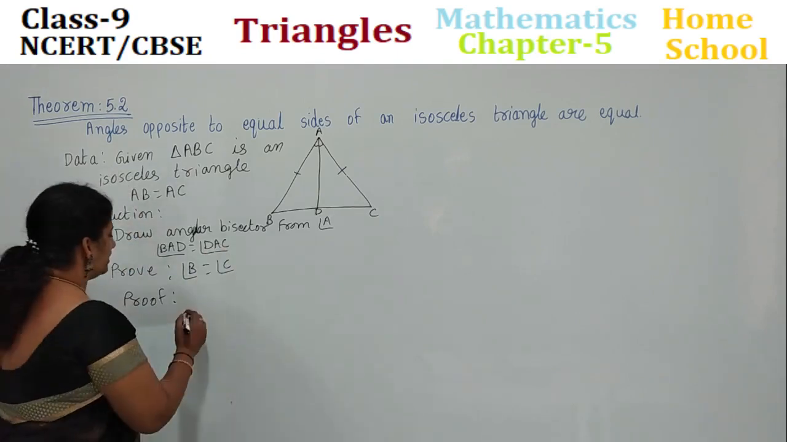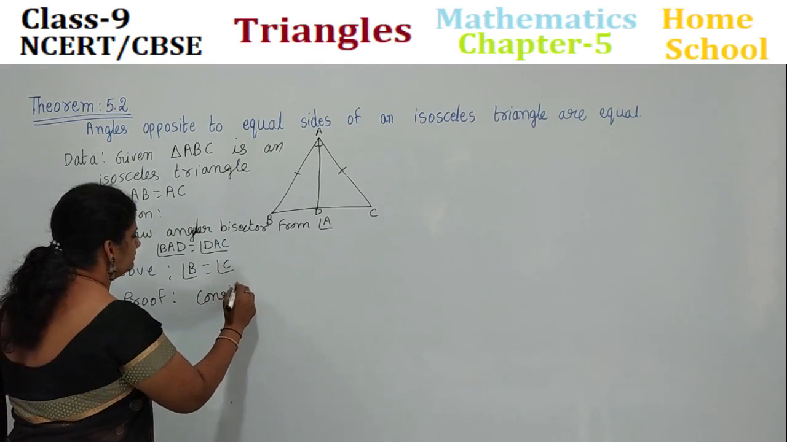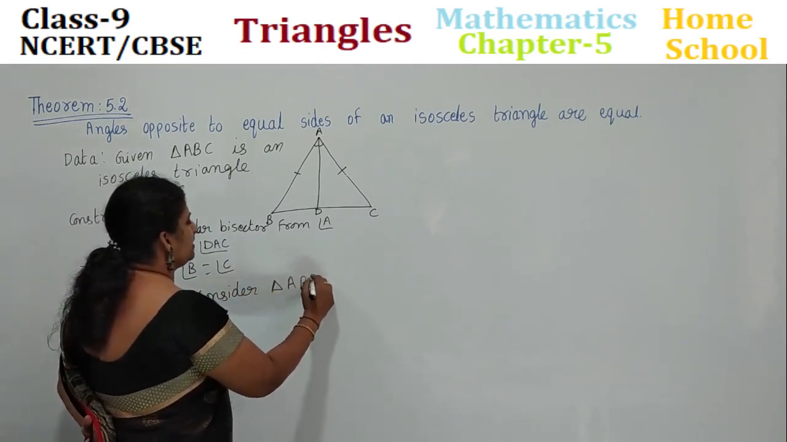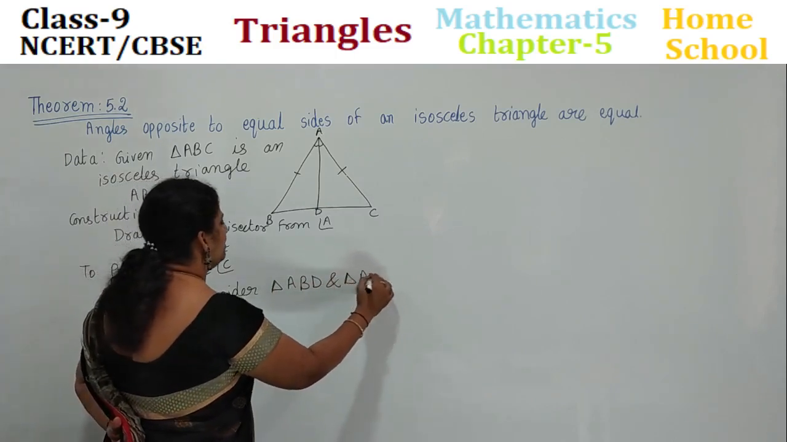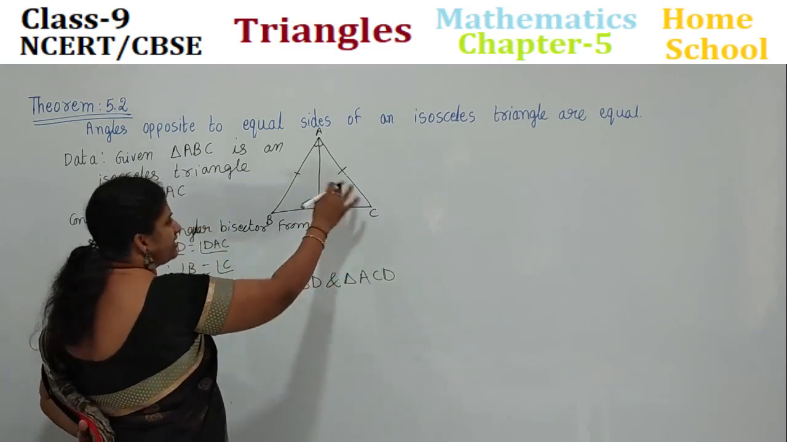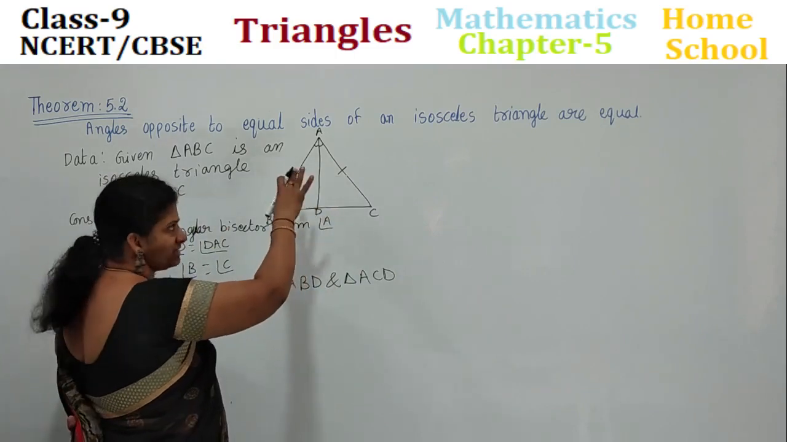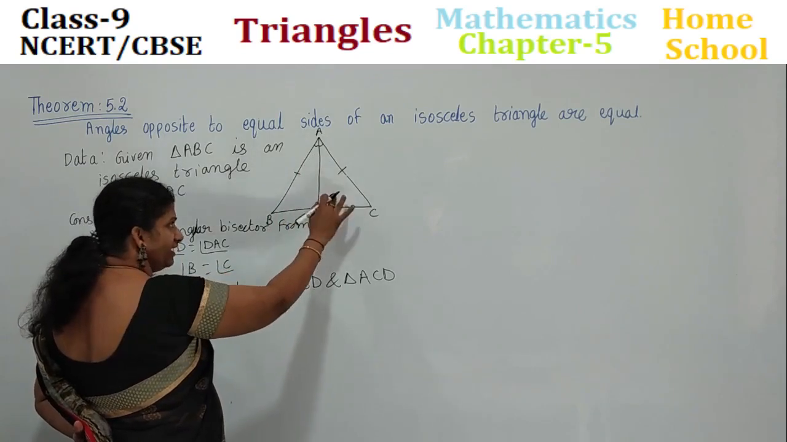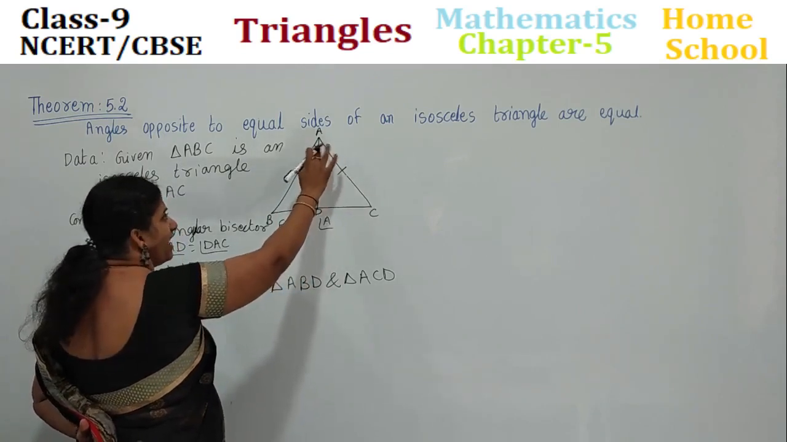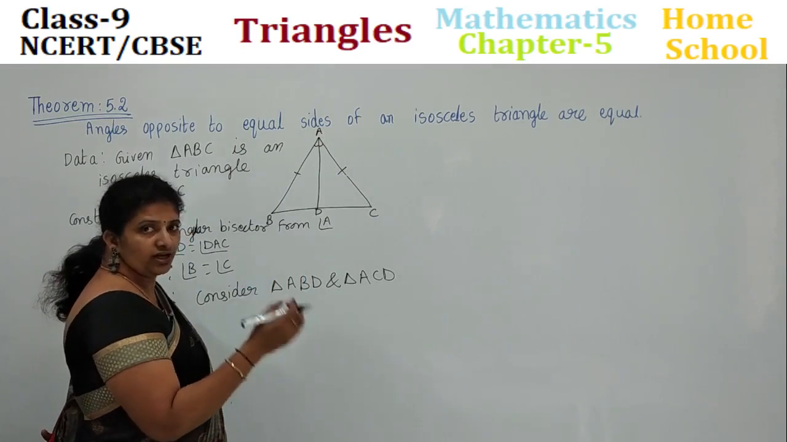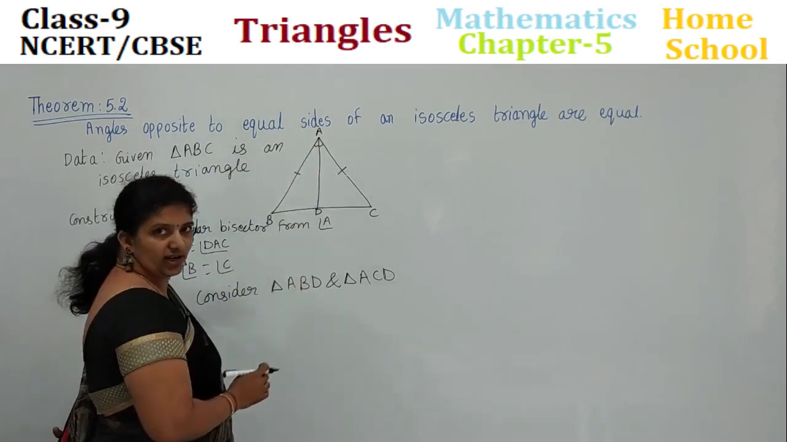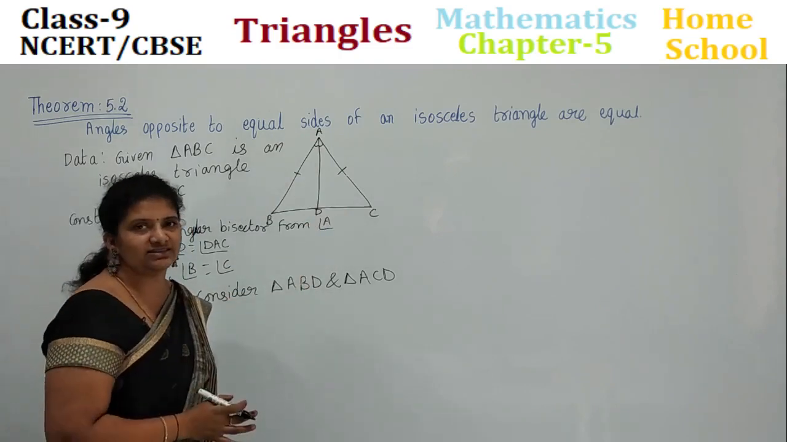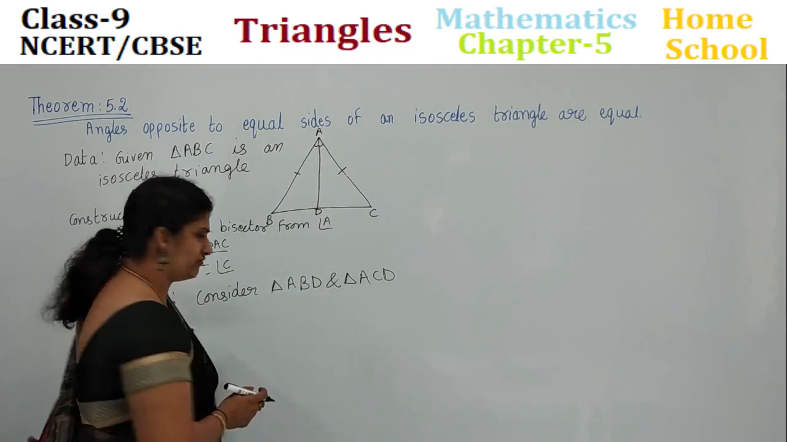Proof. We know that, consider triangle ABD and triangle ACD. Now compare these two triangles, children. Orally just say this side equal to this side, and this is a common side for both the triangles, and these angles are equal. According to the construction, these angles are equal. Then these two triangles will be congruent. If they are congruent, the corresponding angles are equal. That is only our proof.